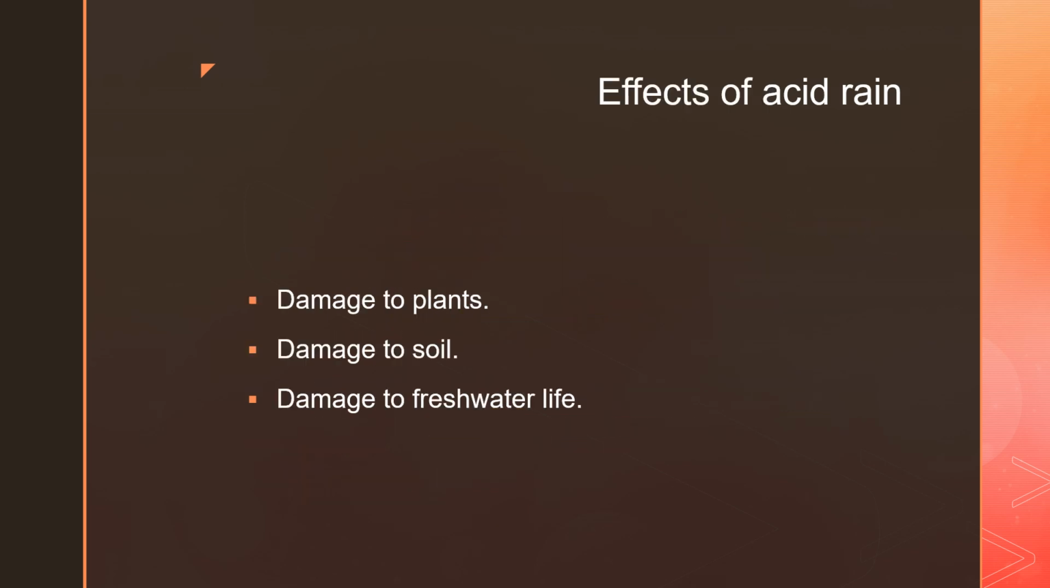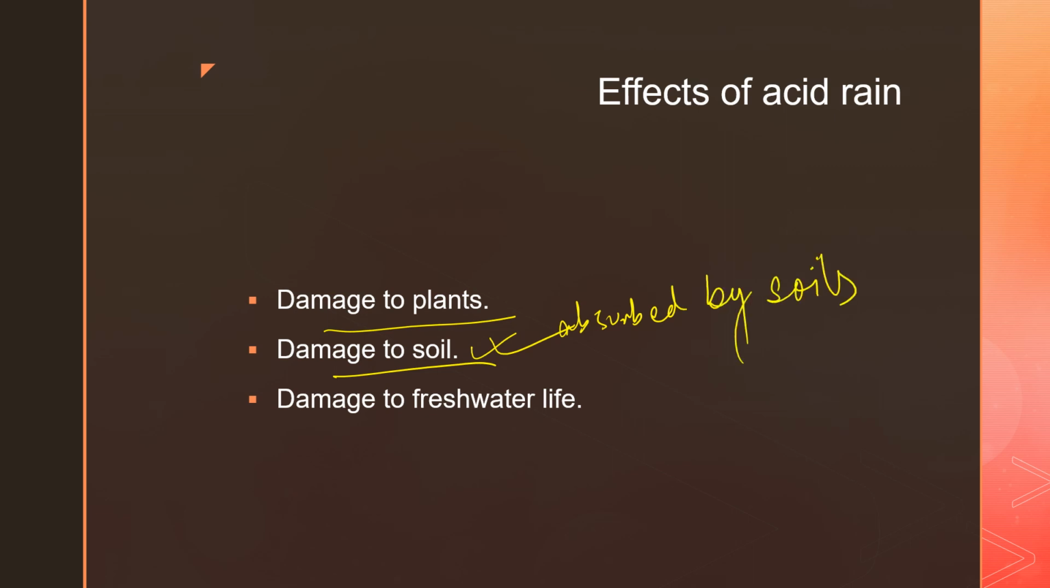So what are the effects of acid rain? Damage to plants and damage to soil. As we have said, this acid is being absorbed by the soil, and after being absorbed by the soil, the plants also absorb the water from the soil, which is acidified, so the plants are also affected.